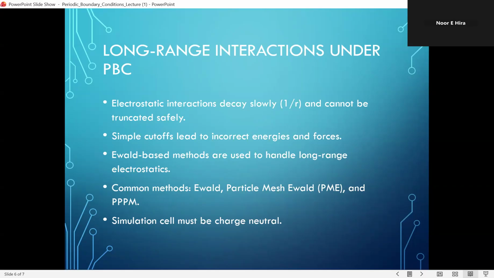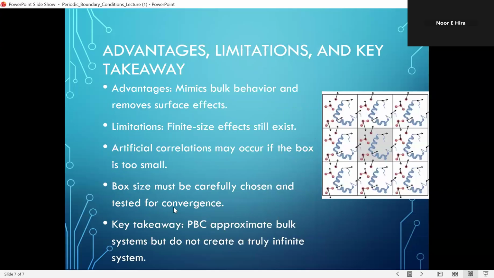Under periodic boundary condition, electrostatic interactions decay slowly and cannot be truncated safely. A simple cutoff leads to incorrect energies and forces, because for long range we might not specify the correct cutoff. So Ewald-based methods are used to handle long-range electrostatics, and common methods are Ewald, particle mesh Ewald, and PPPM. The simulation cell must be charge neutral.